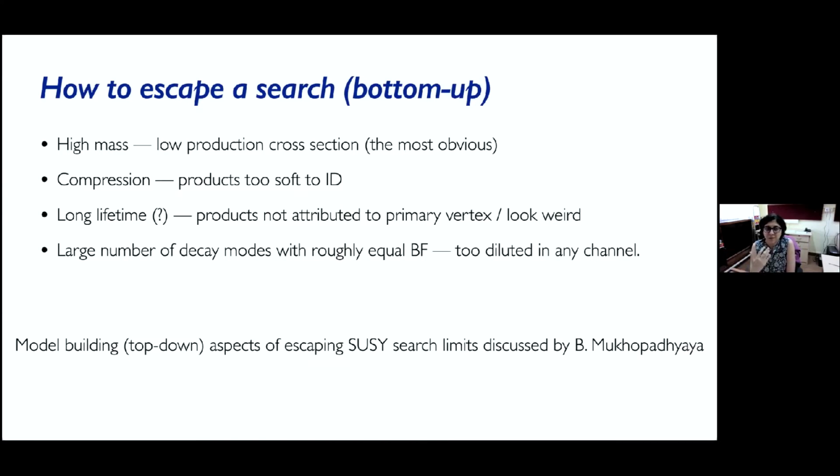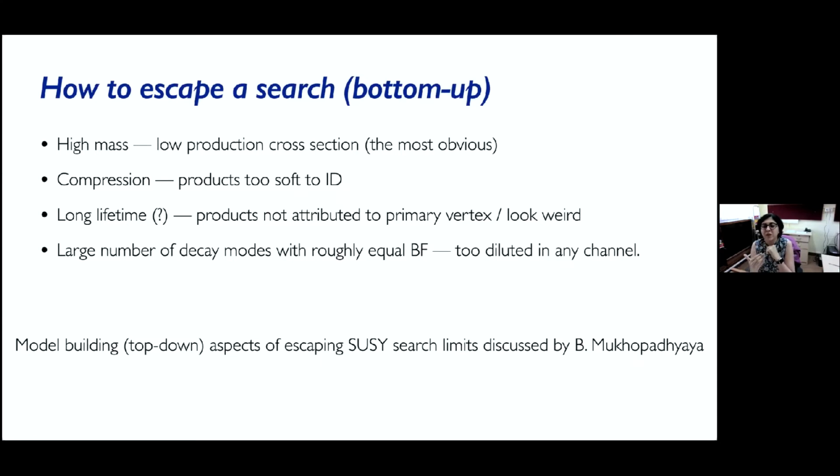The second method, again, by now well known to almost everybody, is the idea of compression. Since supersymmetry works in a way that you have cascade decay, you produce one particle and at the end you have this lightest supersymmetric particle, which is normally neutral and stable. If you have a very compressed spectrum, which means that the masses of these two are very close together, then the products in the cascade in the middle, even though you have them, might be too soft to detect, and therefore you may escape the search.